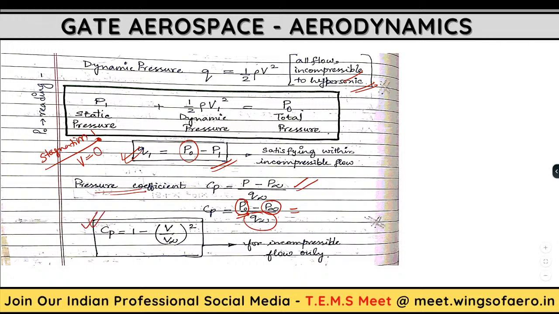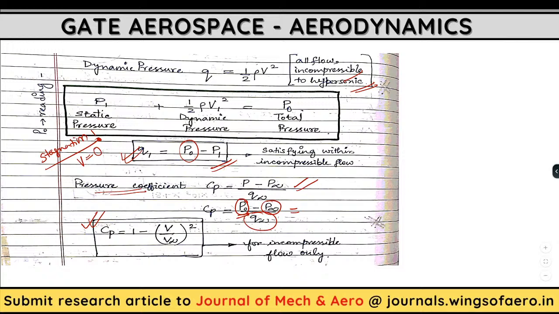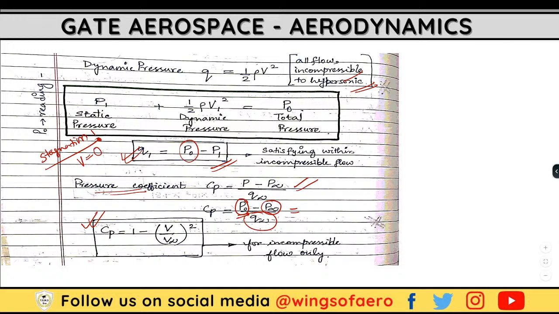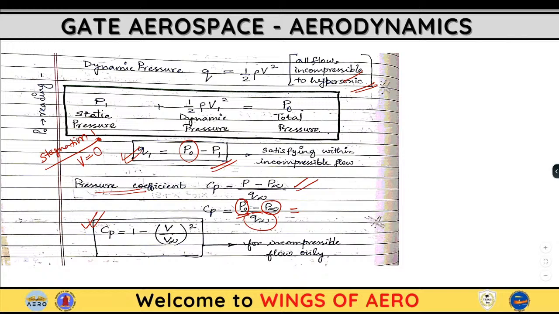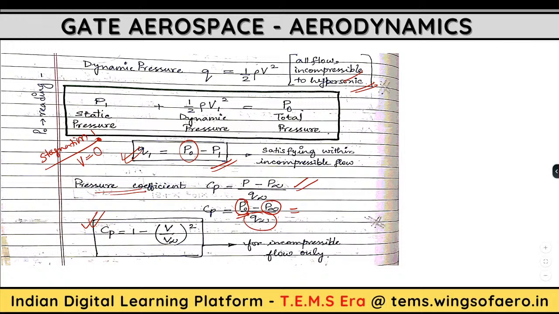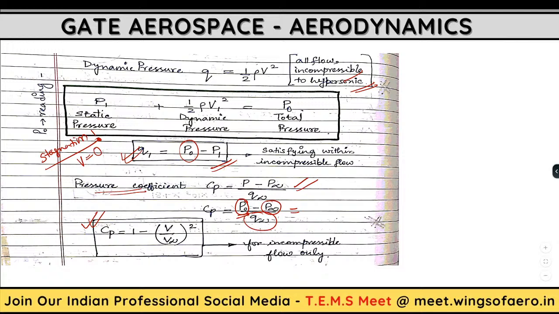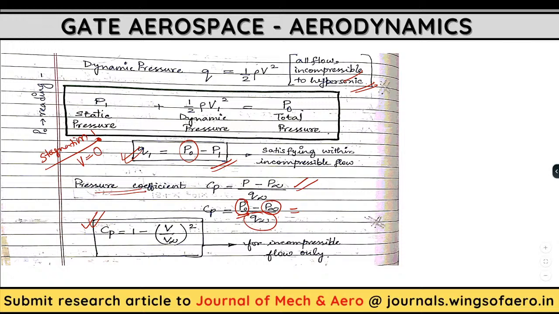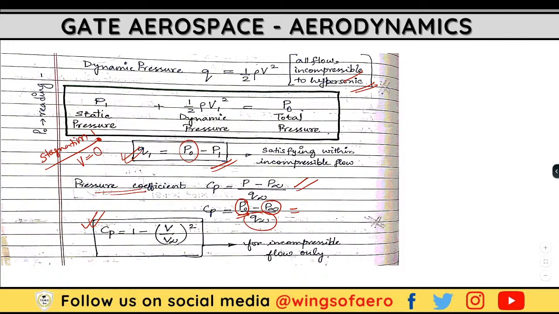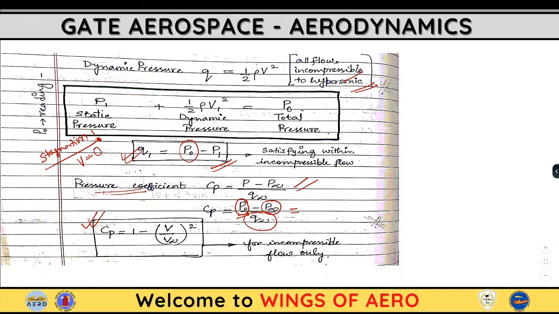Every year they ask one question or another from this topic, either from the wind tunnel or based on the concept of the pressure coefficient. Every time they ask 1 mark from here, so do not forget the formula. This is V by V infinity, where V infinity is the free stream velocity. And this formula is satisfied for incompressible flow only.